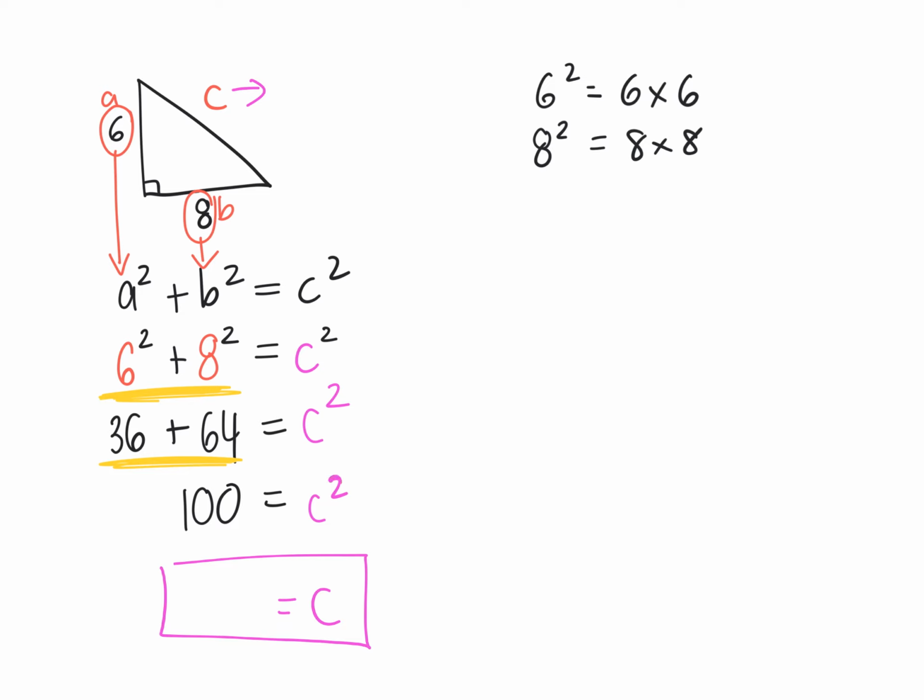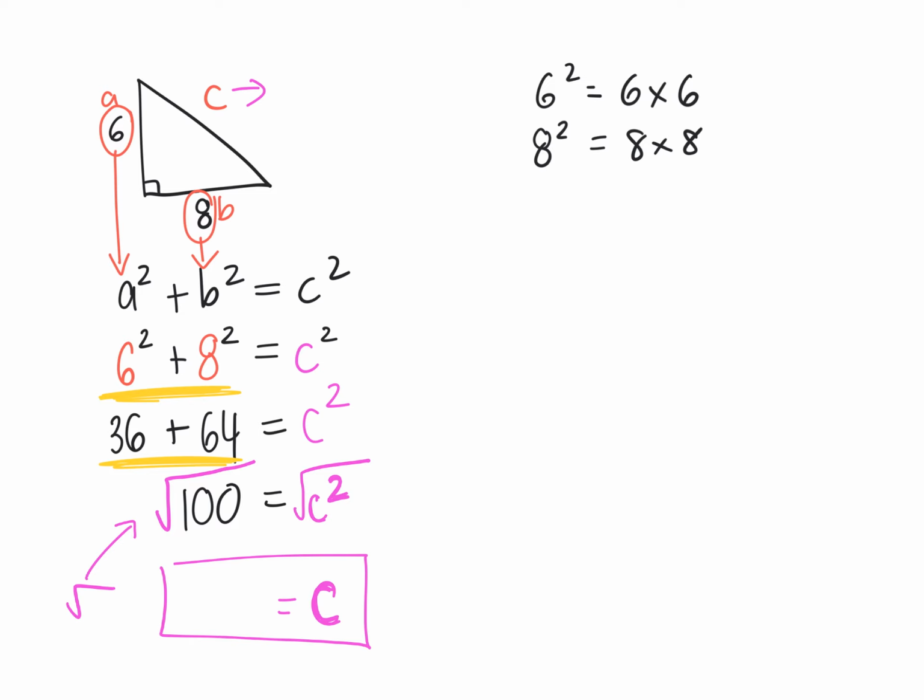Well, the opposite of squaring a number is doing the square root. I know that the square root of c squared is c, right? Because c times c is c squared. So we have to figure out what is the square root of 100. The last step is always to do the square root of the number. So what is the square root of 100?